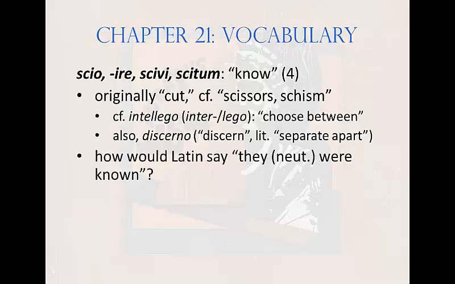How would Latin say they, and let's make it neuter, were known? Well, you could use one of two tenses here, couldn't you? The imperfect or the perfect. Let's start with the imperfect. The imperfect is in the present system, so there are going to be 4 different parts to this verb. The tense marker for the imperfect is ba, and it's passive, so the answer is sciebantur. And if it were perfect, this would be the perfect passive. That means there are going to be 2 words, the first of which is the perfect passive participle, and this is neuter. So let's see, it will be scita sunt.